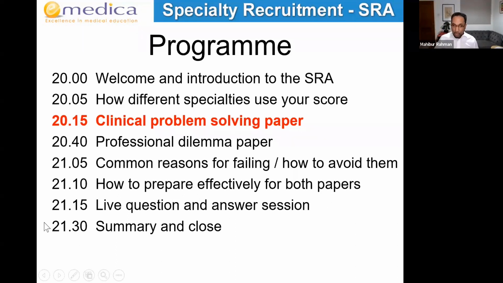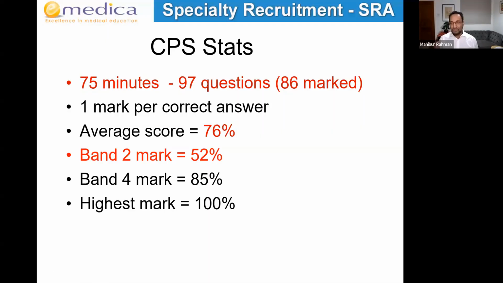So let's move on and talk about the clinical problem solving paper and do some questions. So the clinical paper is 75 minutes. And in that time, you're going to answer 97 questions. You've got about 45 seconds per question. It's tight. Now, only 86 questions carry marks. So every paper has 11 questions that are for piloting purposes. They're worth no marks whatsoever. They won't be labeled in any way. They won't look any different. You won't know which ones don't count. You have to take all 97 seriously.